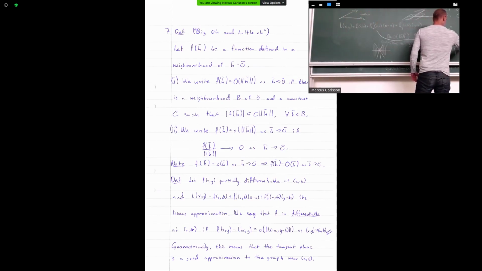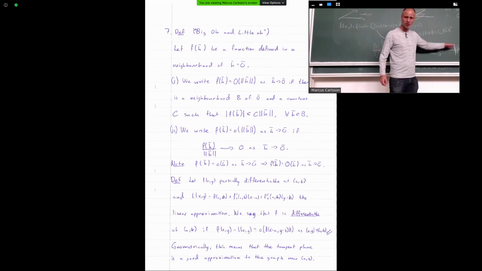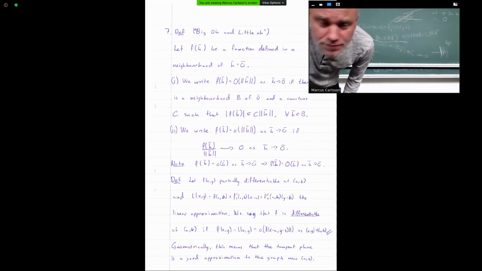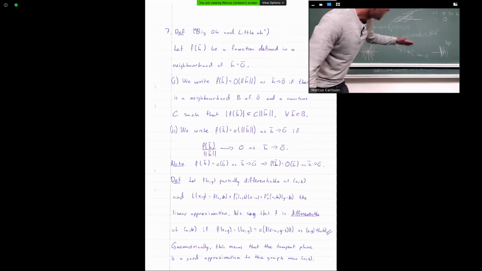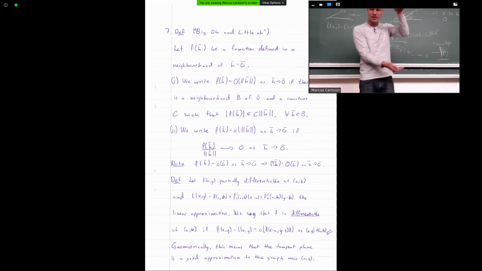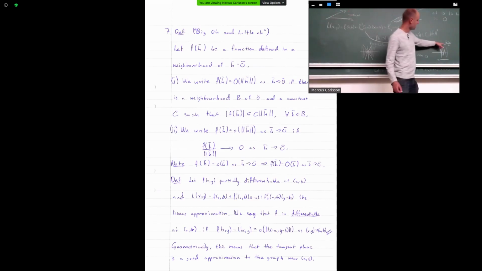So if we look at f of x divided by x, this can behave extremely badly. It can oscillate up and down. It doesn't need to have a limit. But the only thing we know about it is that it is bounded. So there's an upper c and a minus c, so that this stays in this corridor. If we now write little o, then we assume in addition that this cannot happen. So this has to have a limit 0 when it goes to 0.